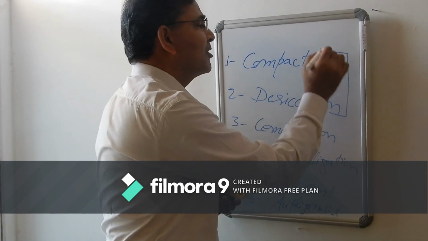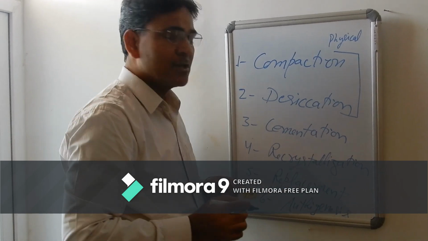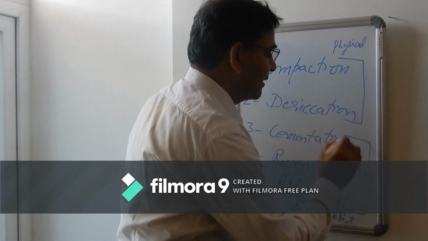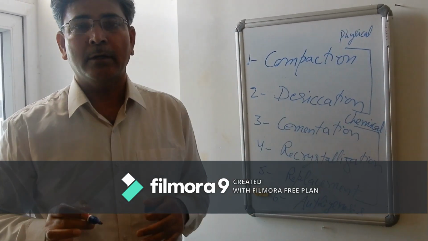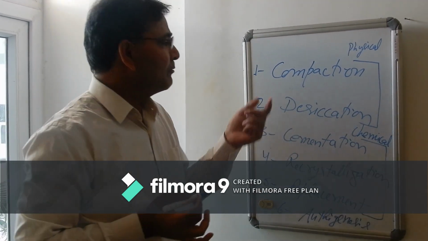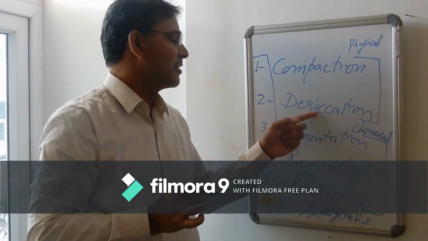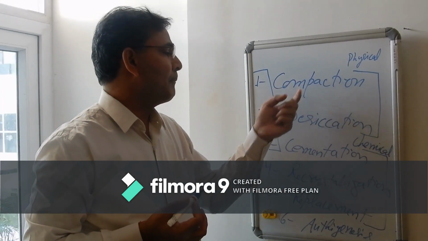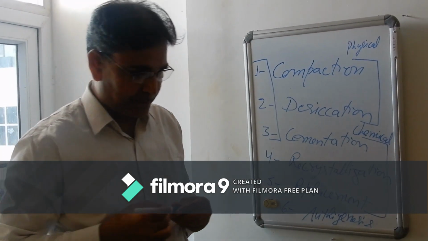If you look at all these various processes of lithification and diagenesis, compaction and desiccation are physical changes, whereas cementation, recrystallization, replacement and orthogenesis are chemical changes. So if someone is asking about lithification, then we have to write only these three, that is compaction, desiccation and cementation. And if someone is asking about diagenesis, then we have to write all these six: compaction, desiccation, cementation, recrystallization, replacement and orthogenesis.